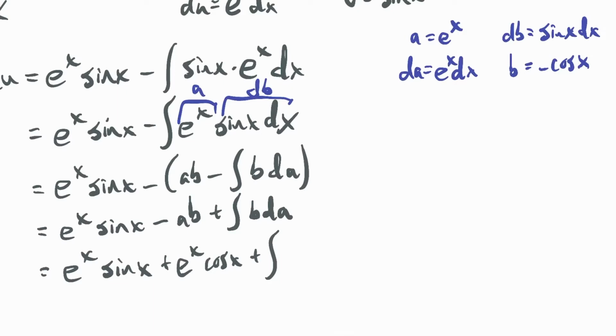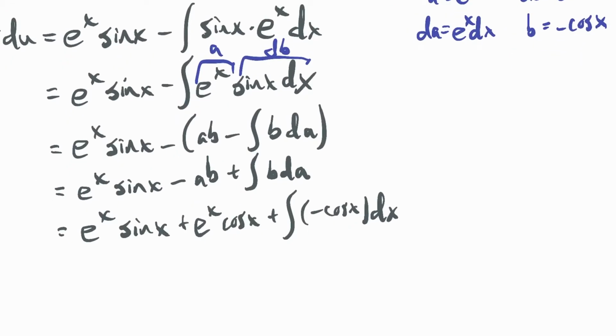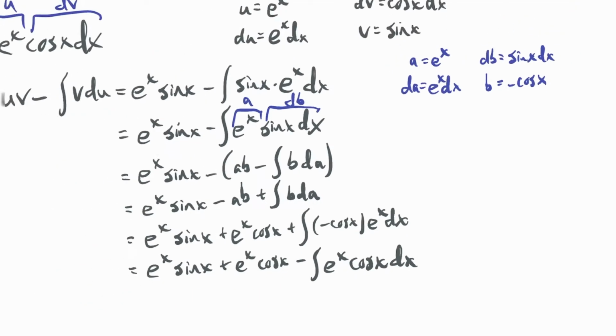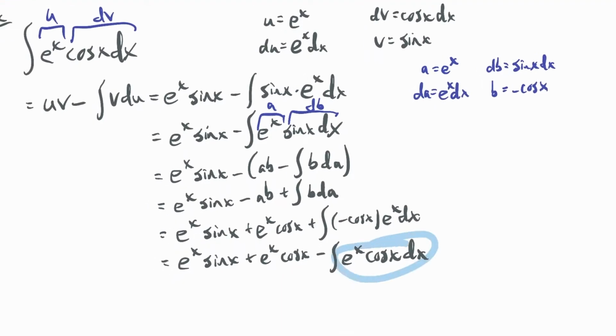Plus the integral of b dA. Okay, so this equals e to the x sine x plus e to the x cosine x minus the integral of cosine x. Well, I can change the order: e to the x cosine x dx. You might say, no, this didn't work at all. This is even worse. Look, it's the thing we started with. We've gotten nowhere, right? We're back where we started.